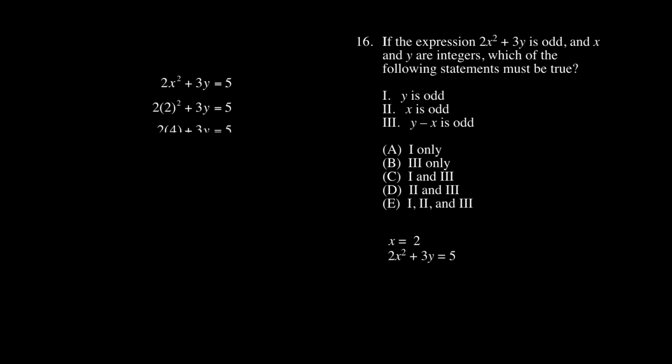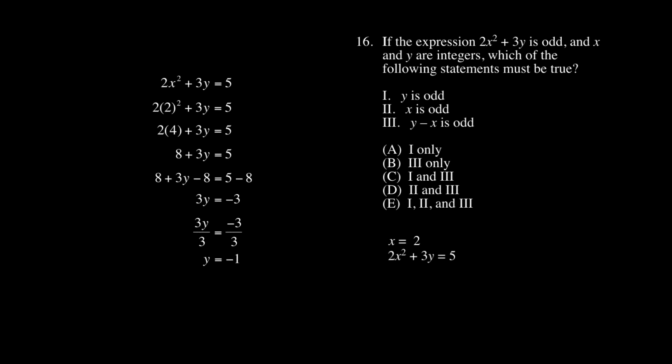Simplifying that would give us 2 times 4 plus 3y equals 5. 2 times 4 is 8. So 8 plus 3y equals 5. Subtract 8 from both sides, and we would have 3y equals negative 3. Divide both sides by 3, and we'd end up getting y as negative 1. From here, well, negative 1 and 2 are both integers, so we've matched all of our restrictions, and we're good to go. Let's go through our Roman numerals.